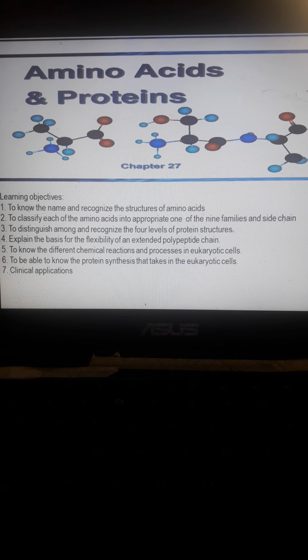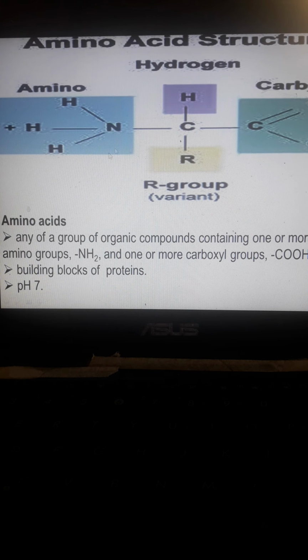In face-to-face classes, of course, I oblige you to draw, but this time, because it is online, you have to do the understanding and analysis of each structure. Then classify each of the amino acids into the appropriate one of the 9 families by their side chain, and distinguish and recognize the 4 levels of protein structure, the basis of flexibility of an extended polypeptide chain, know the different chemical reactions and processes involved in eukaryotic cells, and know protein synthesis in eukaryotic cells, and of course clinical applications.